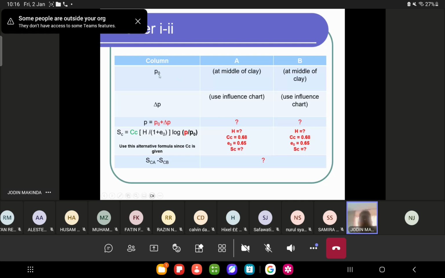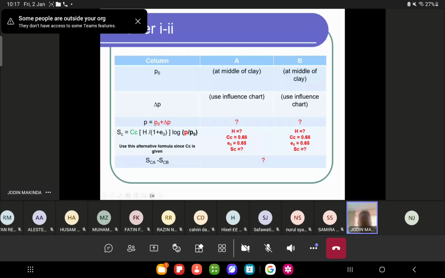What is the initial overburden pressure at point A? What is the initial overburden pressure at point B? What is the stress increment using influence chart at point A? What is the stress increment using influence chart? You can total these two to get the value of stress.